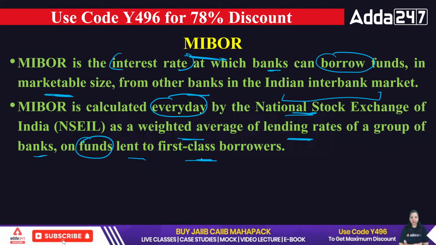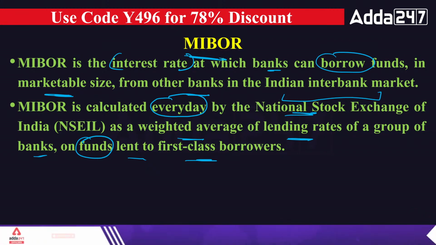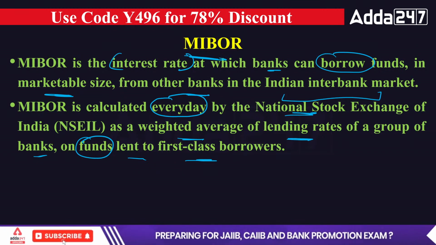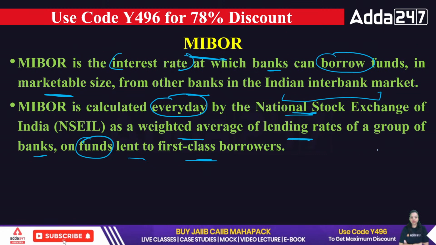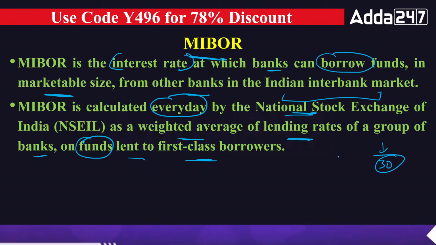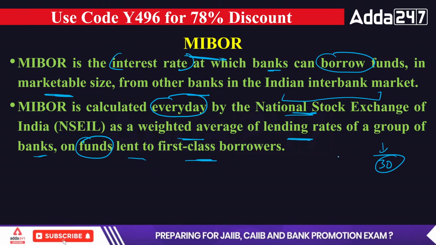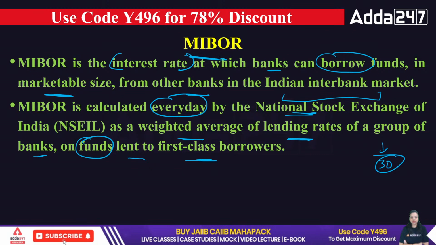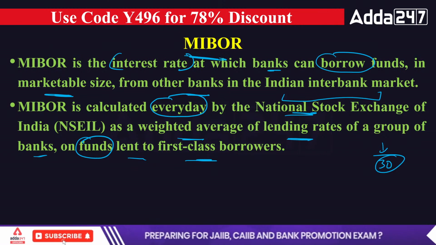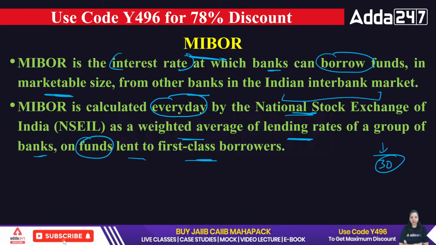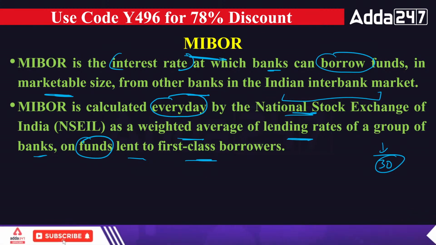So here, what MIBOR will be, what rate of interest will be charged by banks with each other, that will be decided by the group of banks. That is the 30 banks involved under this group. This will cover the public sector banks and the private sector banks also. These 30 banks decide on funds lent to the first class borrowers. According to that, they decide what rate of interest can be charged from each other. And that is changing every day. MIBOR is calculated every day under the National Stock Exchange by the group of banks.